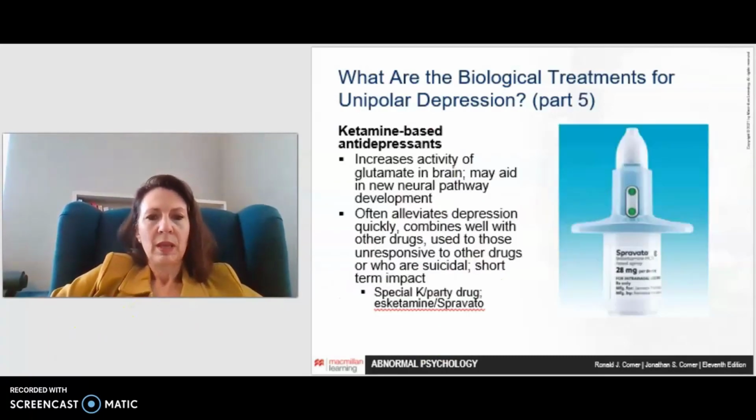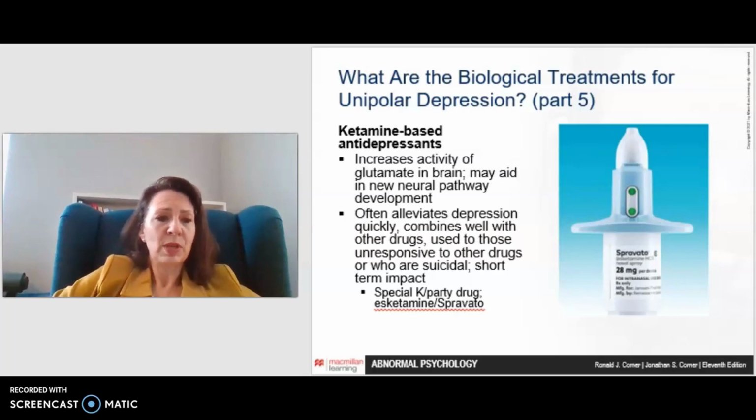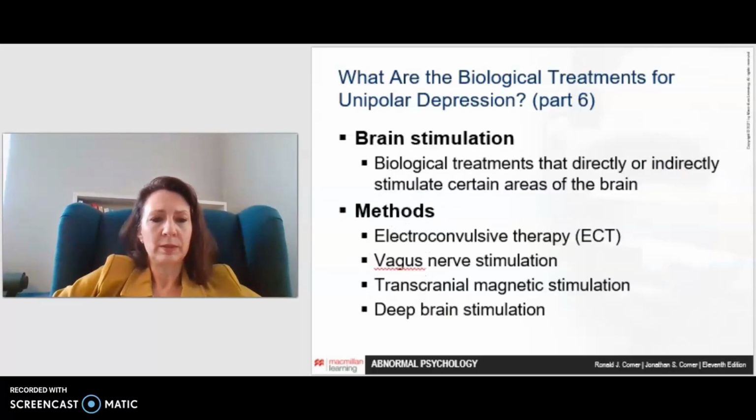The ketamine-based antidepressants increase activity of glutamate in the brain, which is another neurotransmitter. This may aid in new neural pathway development. It often alleviates depression quickly, combines well with other drugs, and is especially beneficial for those who are unresponsive to others and who are also suicidal, because there's good short-term impact.